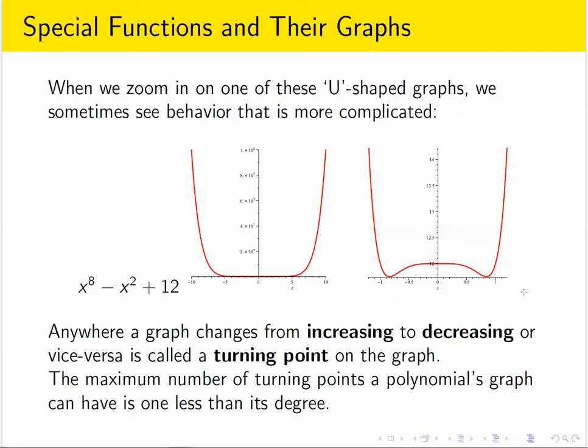And a polynomial can have several turning points, but the most it can have is related to the degree. In fact, the most it can have is one less than the degree. So if you look at all degree 8 polynomials, the most turning points any of them have is 7, one less than the degree 8. So you can write down a polynomial of degree 8 that has 7 turning points. This one only has 3 turning points, so you don't have to have 7, but that's the most you can have.